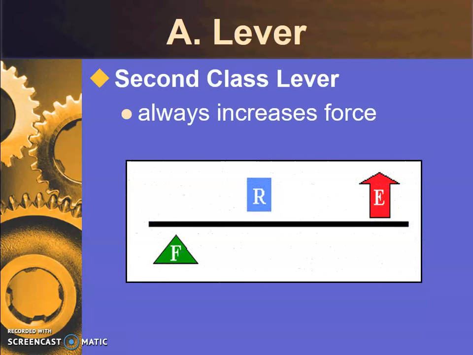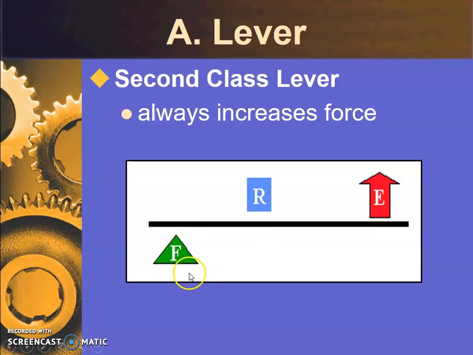Then we have a second class lever. This one always increases force. And you'll see that the fulcrum is far away from the effort and that the resistance is in the middle. An example of this is a wheelbarrow.